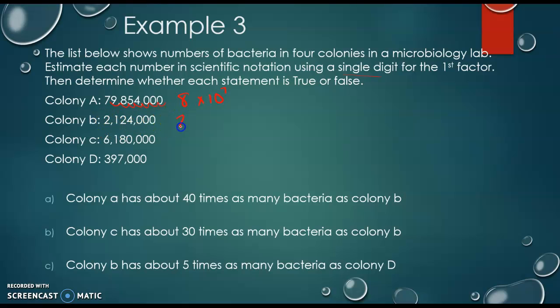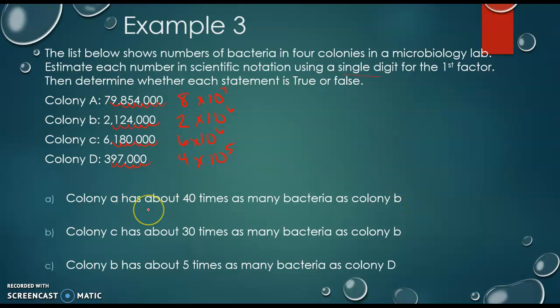So here we would round it to 2 million, times 10 to the 1, 2, 3, 4, 5, 6th power. And here we have 6 times 10 to the 1, 2, 3, 4, 5, 6, 6th power. And 4 times 10 to the 1, 2, 3, 4, 5th power. So we've written them all from standard form to scientific notation. I think scientific notation can be easier to use.